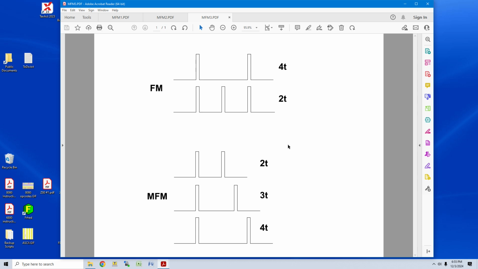Now in MFM, again, the fastest frequency is still 2T, but the possibilities between two pulses are 2T, 3T, or 4T. So in other words, our window of positioning of these pulses has to be accurate within 1T now as opposed to 2T. So we have half of the tolerance for jitter and variation in that bit position. And that is where the problems come in. The wow and flutter specs of your disk drive start to take effect.